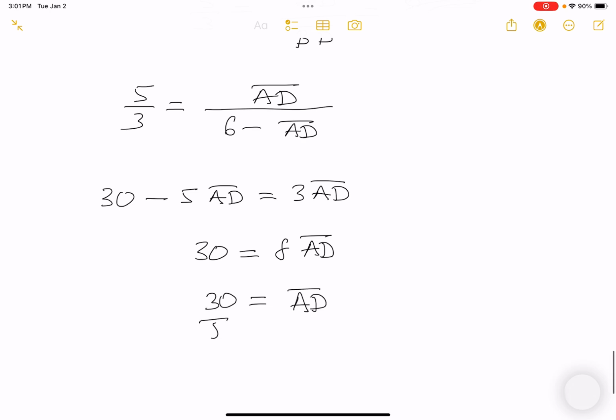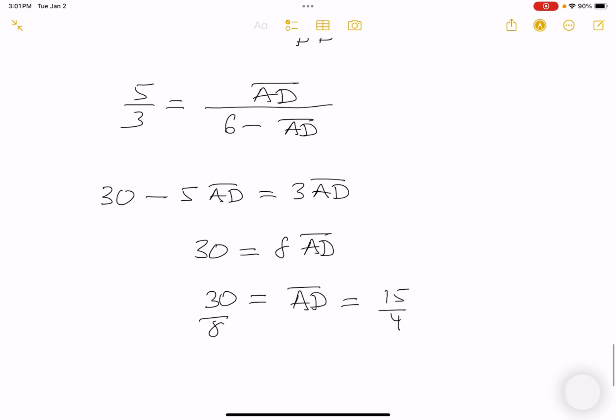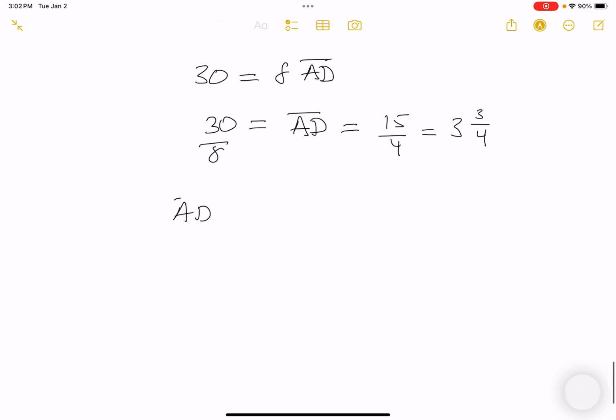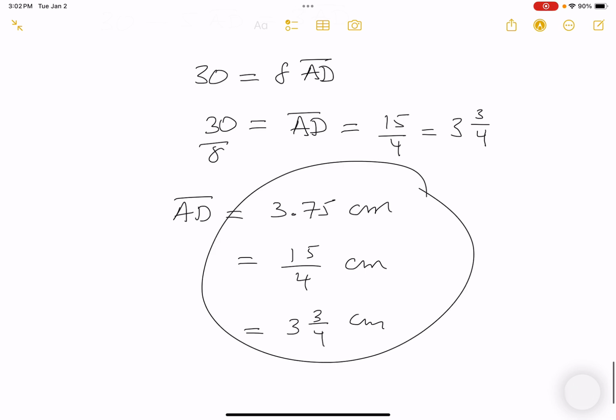It's 30 over 8. Let me just reduce that. And that's going to be 15 quarters. If you want, you can write that as 3 3/4. Let me see if they give dimensions on this. I have to be careful about this over here. Triangle. Oh yeah, they're centimeters. So AD is 3.75 centimeters. If you prefer, you can write down 15/4 centimeters, or if you prefer, you can write down 3 3/4 centimeters. And we're done. Thank you.